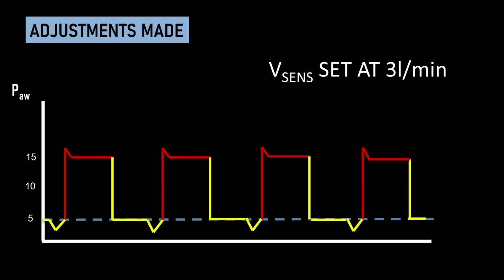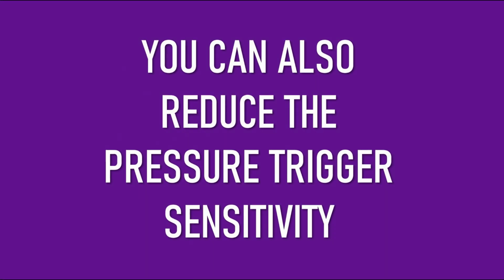Now, there are alternative ways of doing this, and the alternative way is to use a pressure trigger. Back in the day, pressure triggering was how patients triggered the ventilator. The patient took a breath in, they generated negative pressure in the circuit way down on the inspiratory limb, and that caused the ventilator to trigger. And flow-by was brought in to make it easier for the patient to breathe.